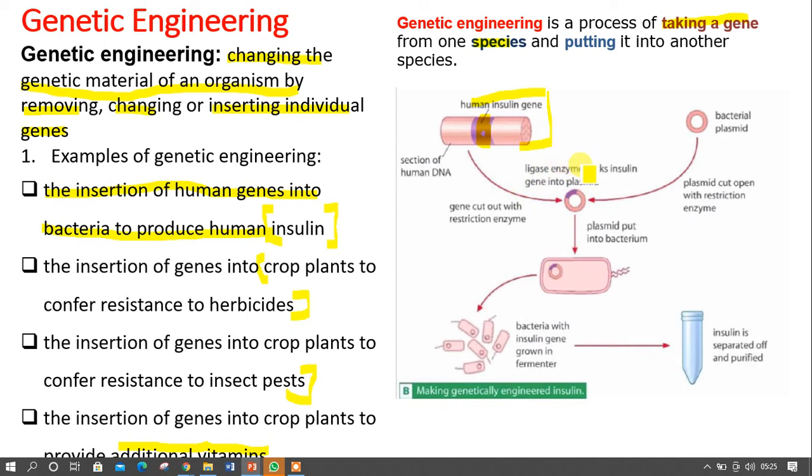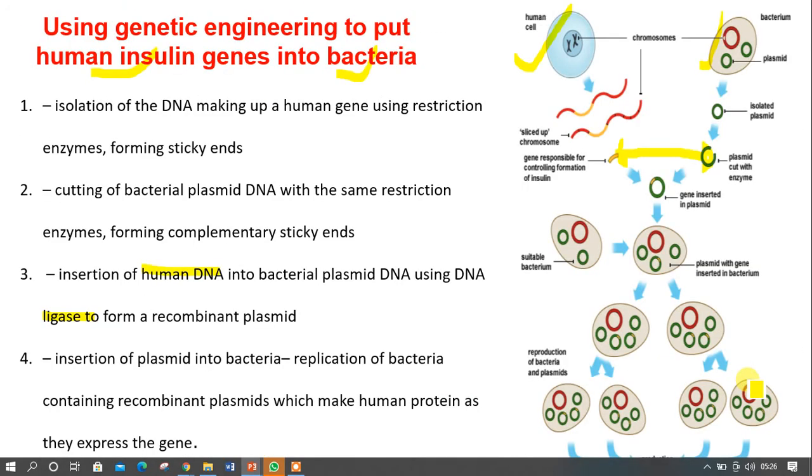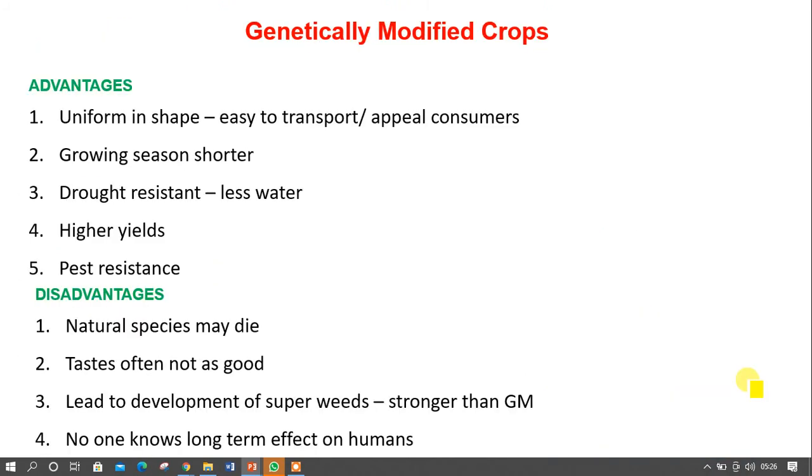So the ligase enzyme sticks the insulin gene into the plasmid, just like this, which forms recombinant plasmid. The plasmid is now put into a bacterium, like this. Then the bacterium with the insulin gene grows in a fermenter and reproduces in larger quantity. So the insulin is now separated off and purified. And you remember, insulin is used by diabetic patients to convert excess glucose into glycogen for storage.